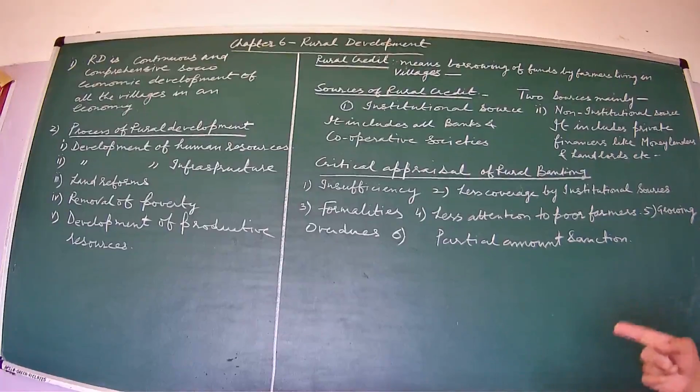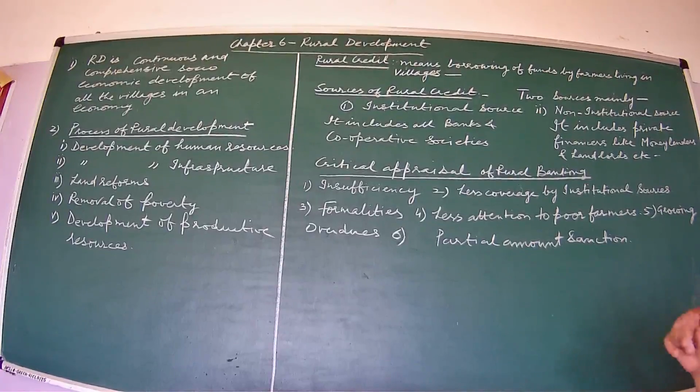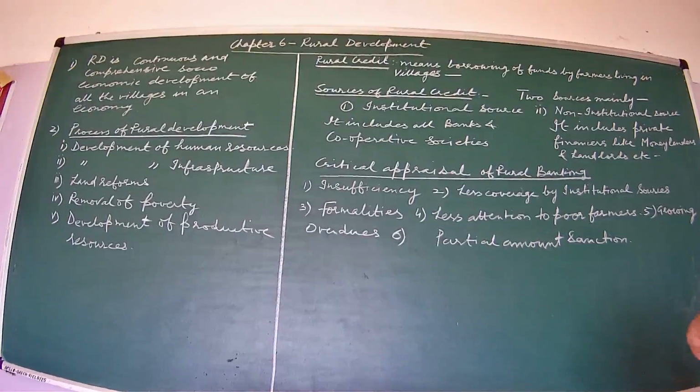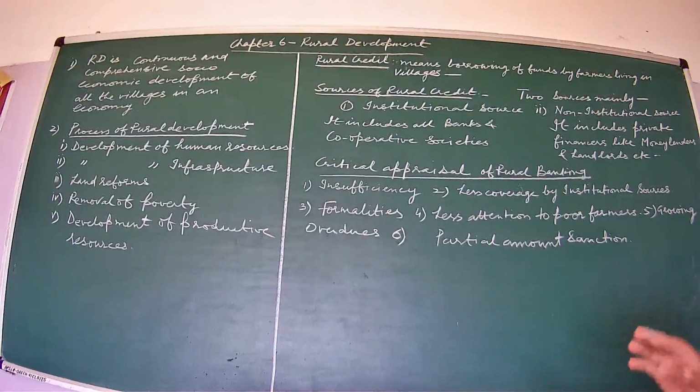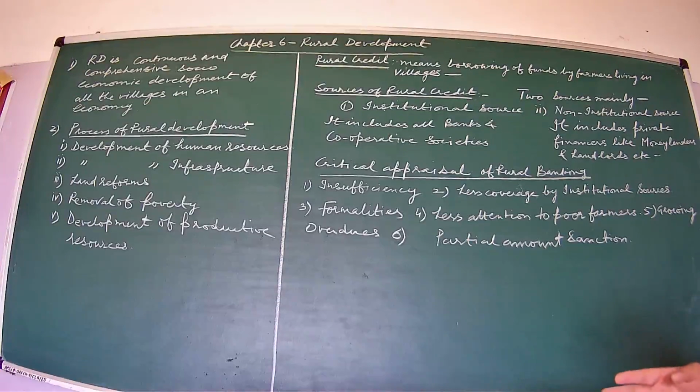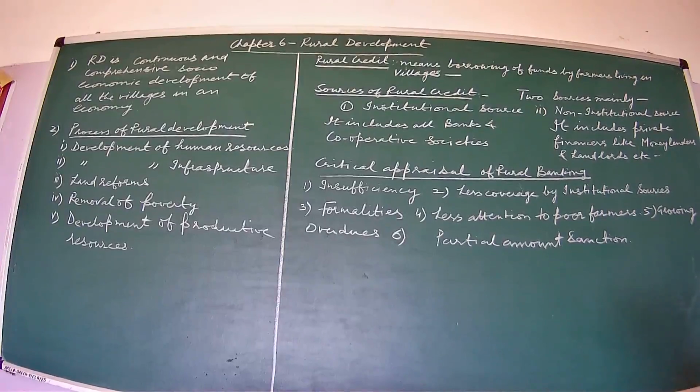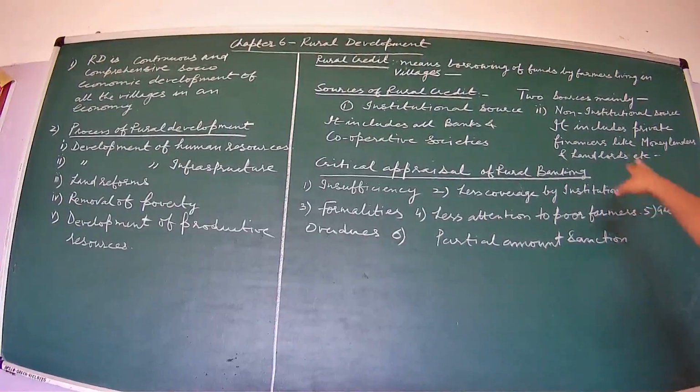and in order to provide farmers more credit, we have to develop these institutions more and more in the villages. Even in the remote areas, there should be a bank or any branch of the bank, may be small, but there should be. Then less coverage by the institutional sources.